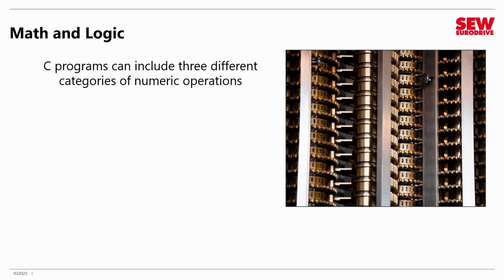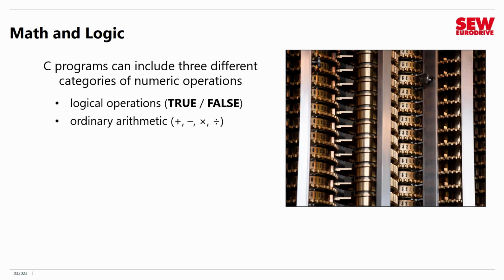C programs can include 3 different categories of numeric operations. And of course, IPOS, being a C-derived language, has these same 3 categories. They are logical operations. Those are things that give a true or false answer rather than a number. Ordinary arithmetic, this is like addition, subtraction, multiplication, and division. These do give number answers. And then what are called individual bit manipulation operations. These are things that work with individual bits within a number rather than treating them as a number as a whole.